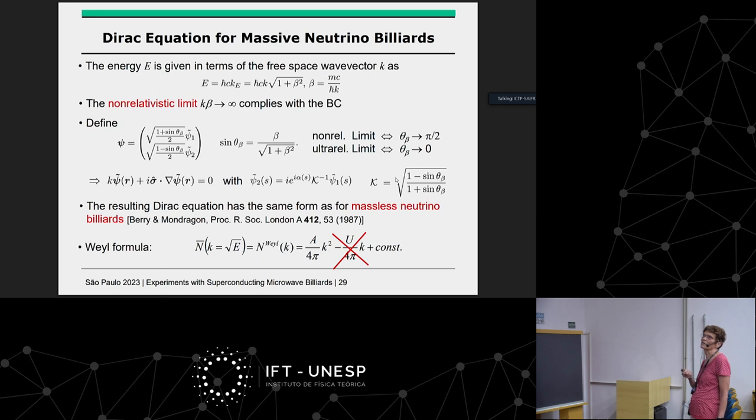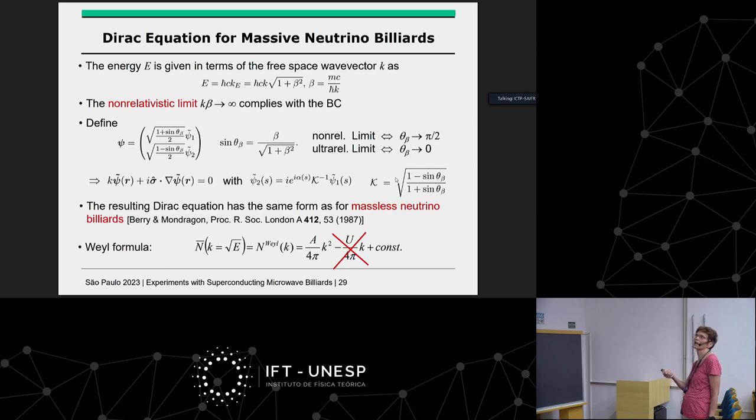So, to get a structure for the Dirac equation which is similar to that for a massless one, you can just introduce a rescaling of the wave functions, and then you get such a wave function. The boundary conditions now differ from those for a massless particle by this factor here, where sin beta is given by beta over the square root of 1 plus beta squared. And now the non-relativistic limit is reached when you approach beta equal to pi over 2.